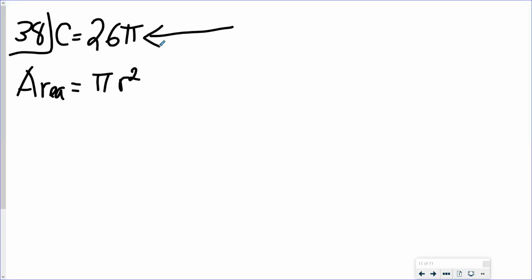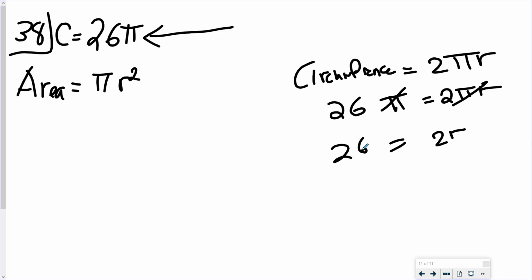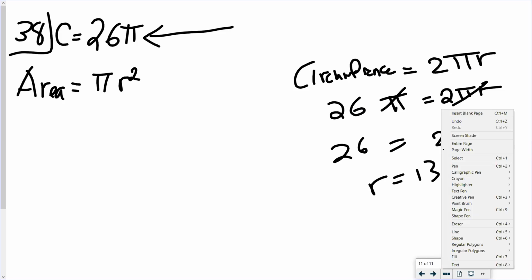We all know that the circumference of a circle is 2 pi r. Then the circumference is 26 pi, equal to 2 pi r. Cancel pi. So 2r equals 26, so r will be 13. Now we suppose r is 13. So pi times 13 squared will be the area.